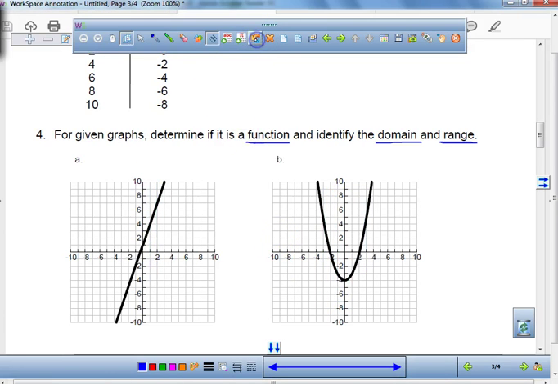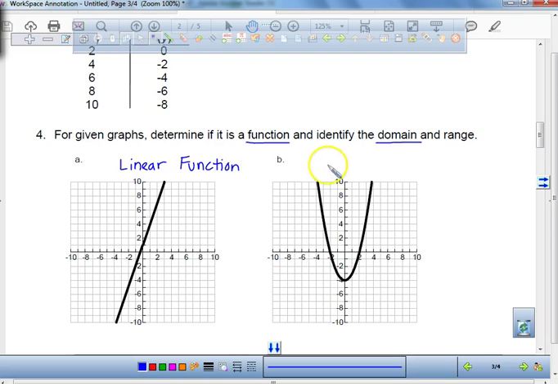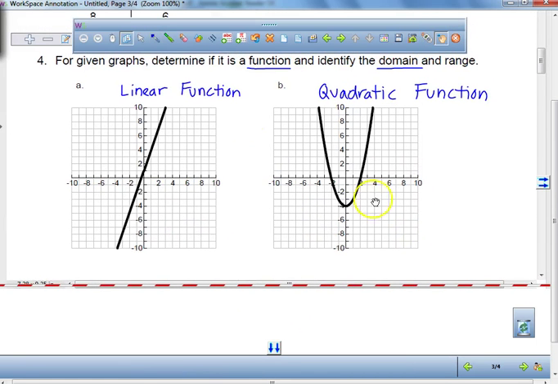Okay? So right now, what I'd like you guys to do is for A, write the word linear. This is actually a type of linear function. And above B, this is a type of quadratic function. Okay? So this is a quadratic function, and this is a linear function. And now we're going to talk about the domain and the range for both of these.